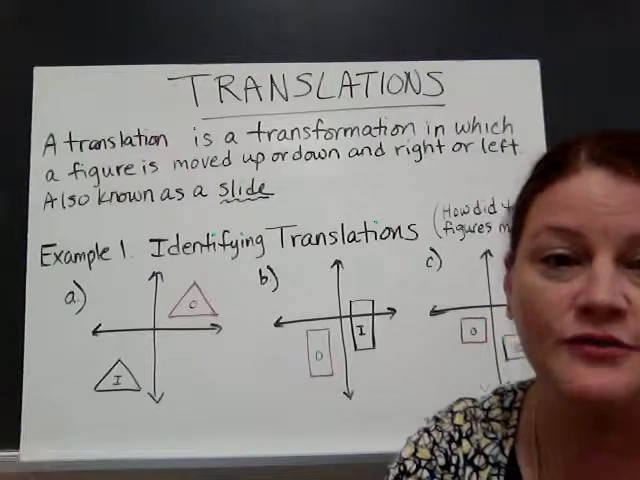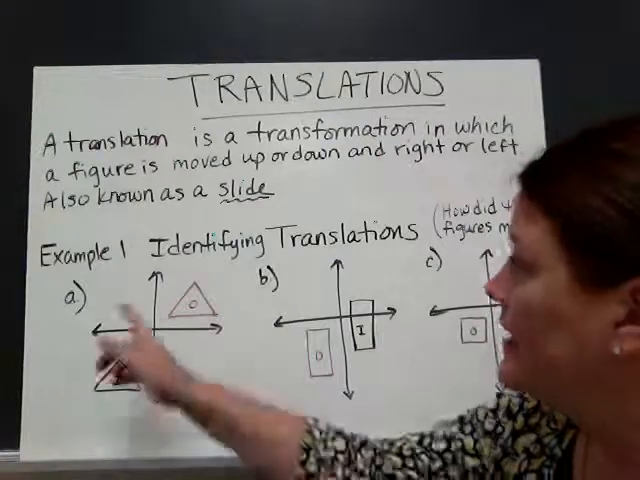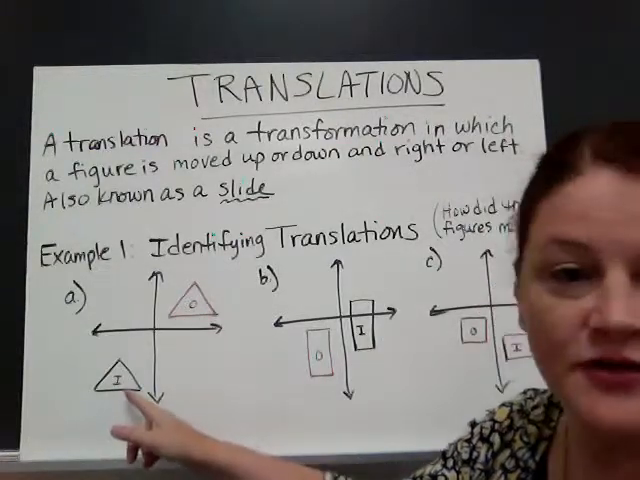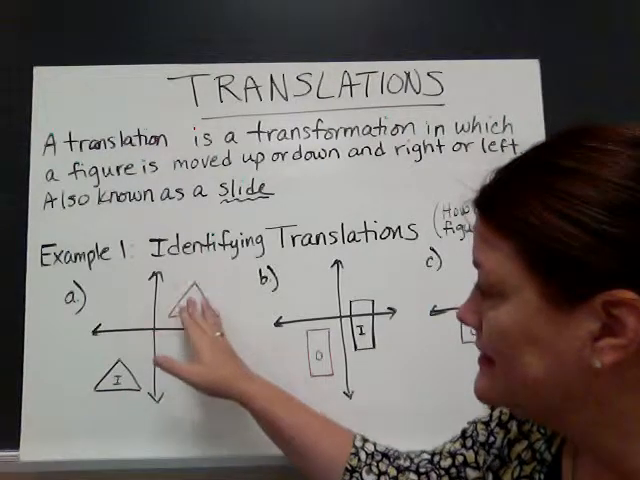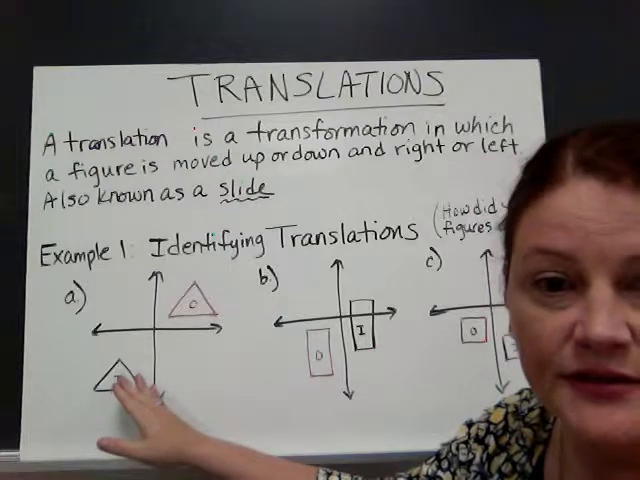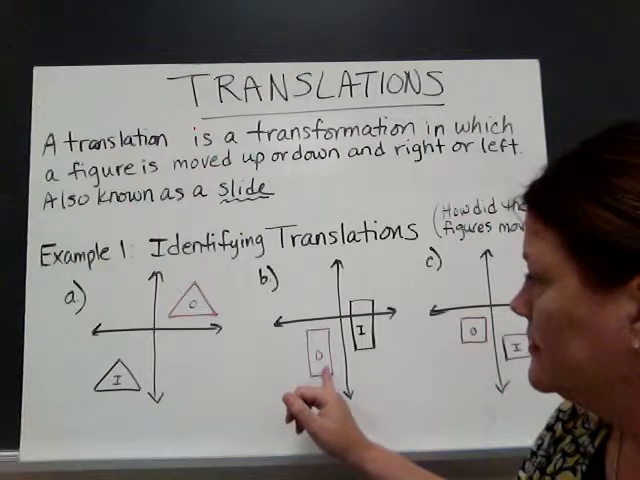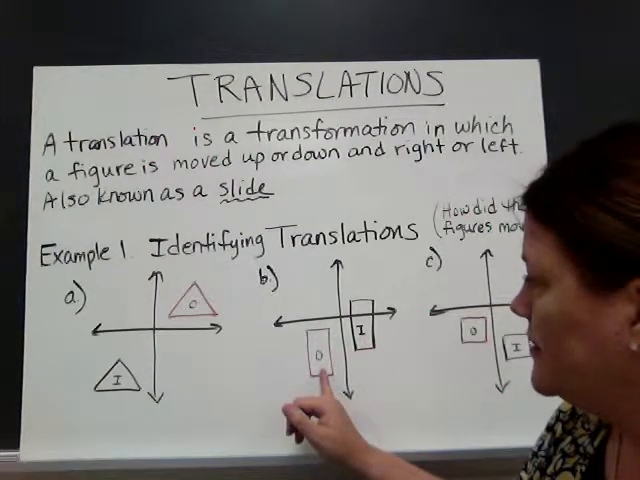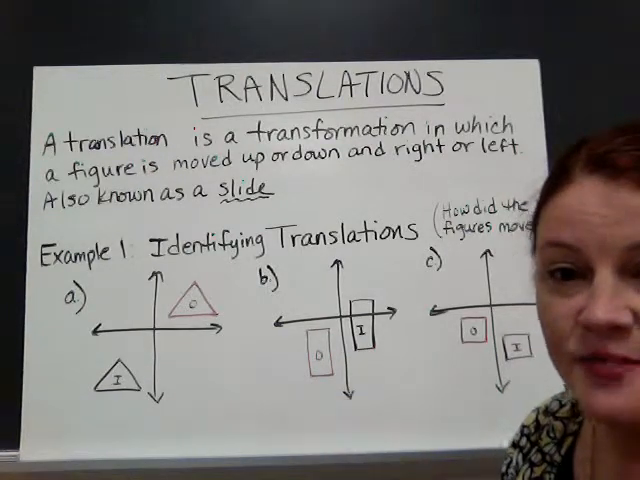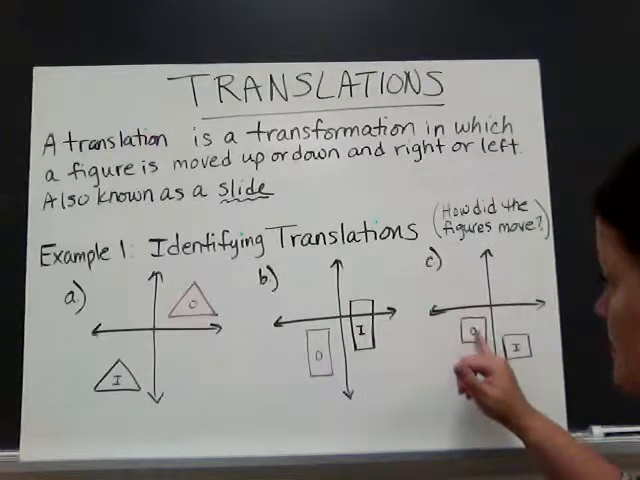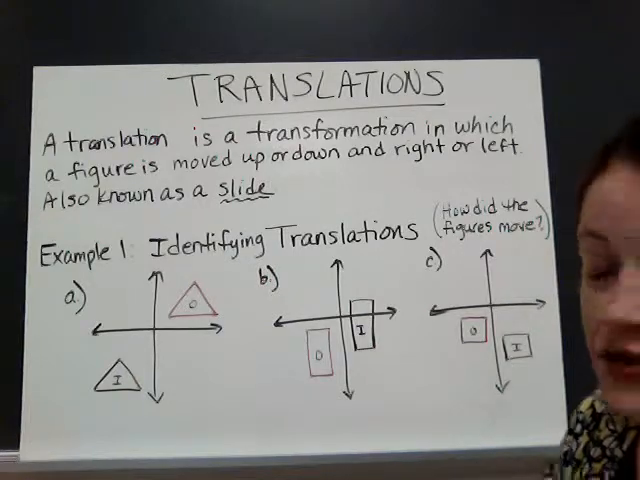We want to look at how the figures moved. Example 1, let's look at A. I have my original triangle and the image of the triangle. So how did that move or slide? Well, it looks like it slid down and to the left a certain number of units. Example B, my original rectangle, and here's my image. It looks like my original rectangle moved up and to the right. And the last example, C, the square: my original square looks like it moved down and slid to the right to form that image.